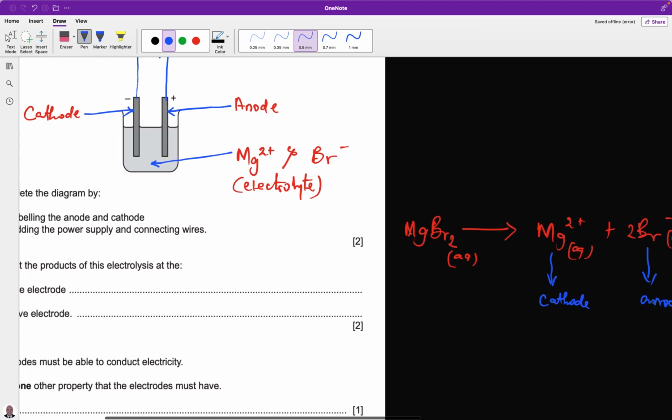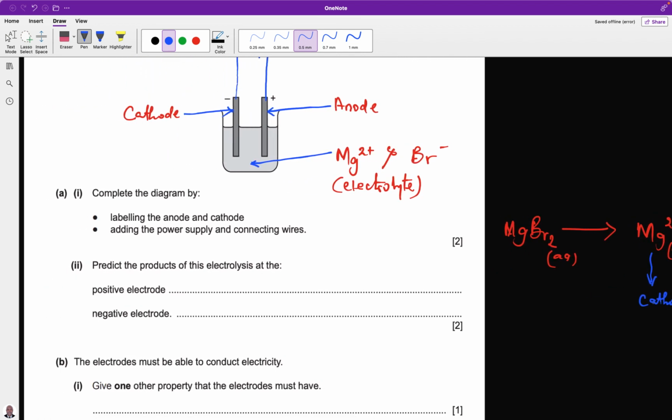So, predict the product of this electrolysis at the positive electrode. The positive electrode is the anode. So at the anode, the product of the electrolysis will be bubbles of brown gas.